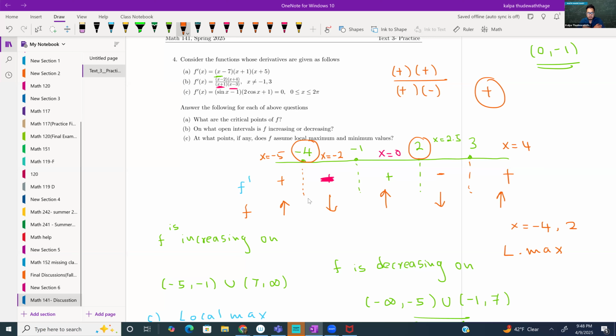Okay. Let me see if I made any mistake. If I put 0, what happened? It's negative, positive. That's right. If I put -2, it's negative, negative. I can see it's negative. Right.